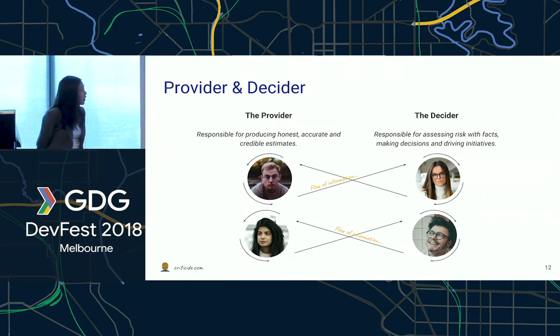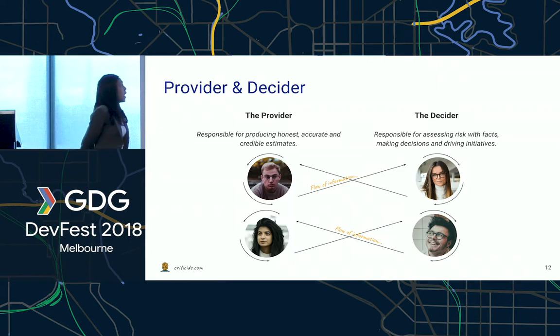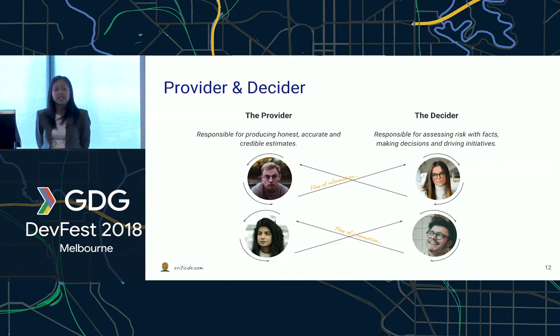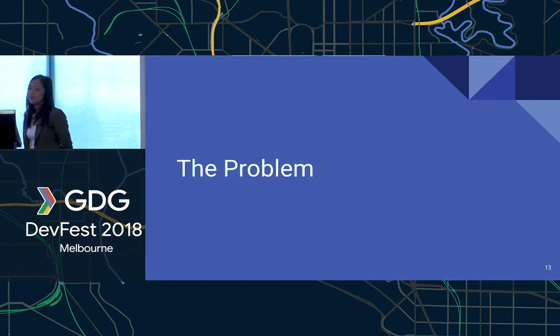It's also important for us to understand our role in the estimation process so that we can effectively carry out our responsibility. On the left, we have the provider who is responsible for producing an honest, accurate, and credible estimate. And on the right, we have that decider who is responsible for assessing the risk with facts, making decisions, and driving the initiatives. So what's all the fuss with these estimations?